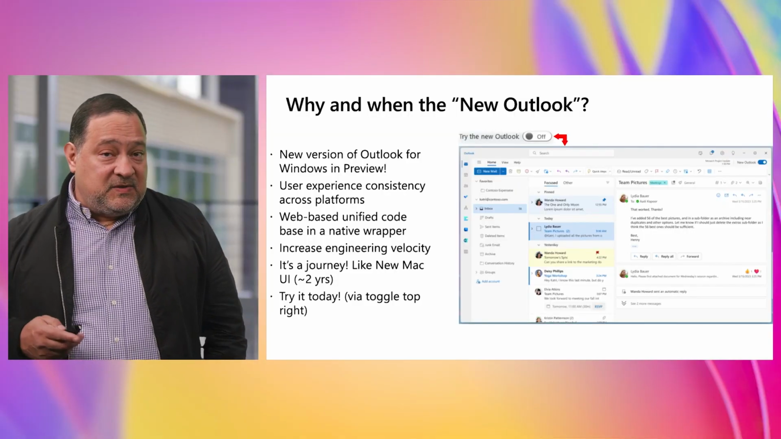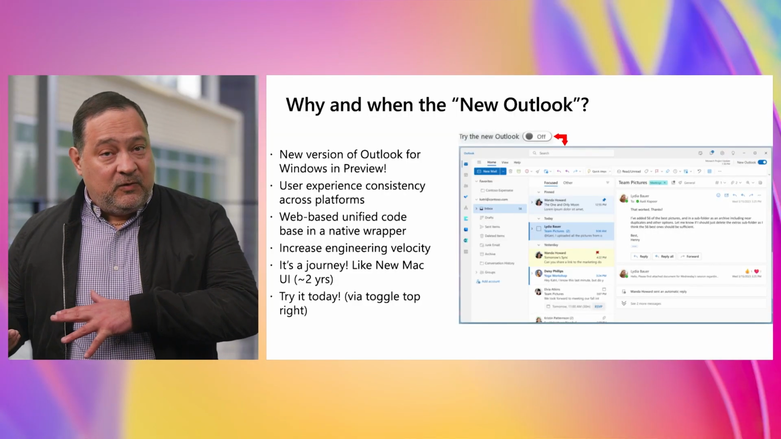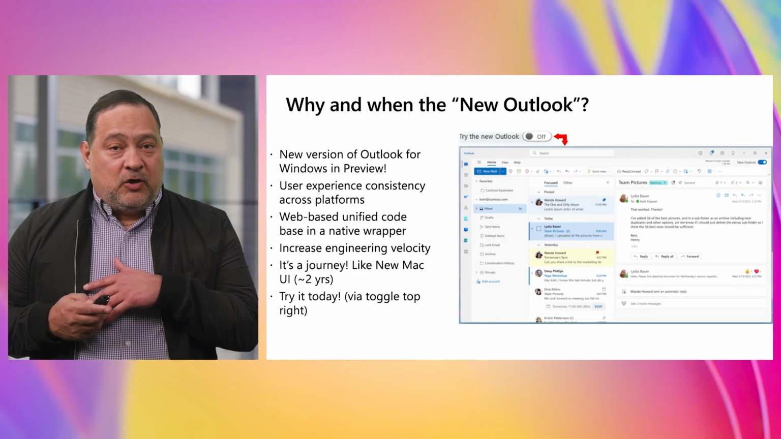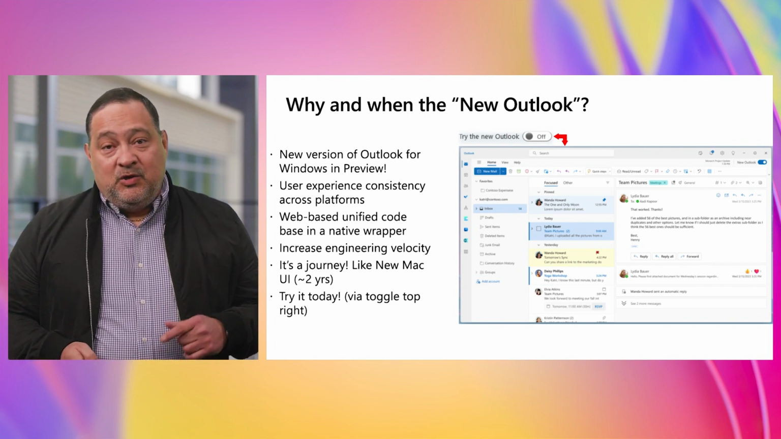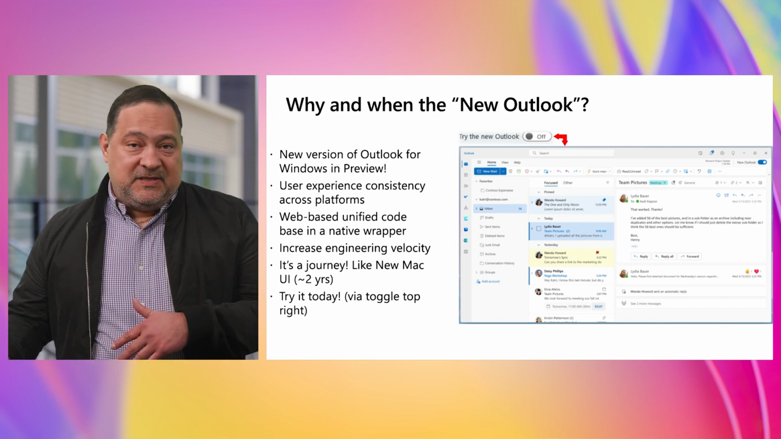I want to start this video by telling you why we need a new Outlook and when it's coming, the two most common questions I get. First of all, why do we need a new Outlook? The Outlook team here in Redmond is working on a new version of Outlook for Windows, which is currently in preview. Today you can see a toggle in Outlook for Windows in the top right corner. If you toggle that, you will end up in the new Outlook. You can see a snapshot of it in this slide.